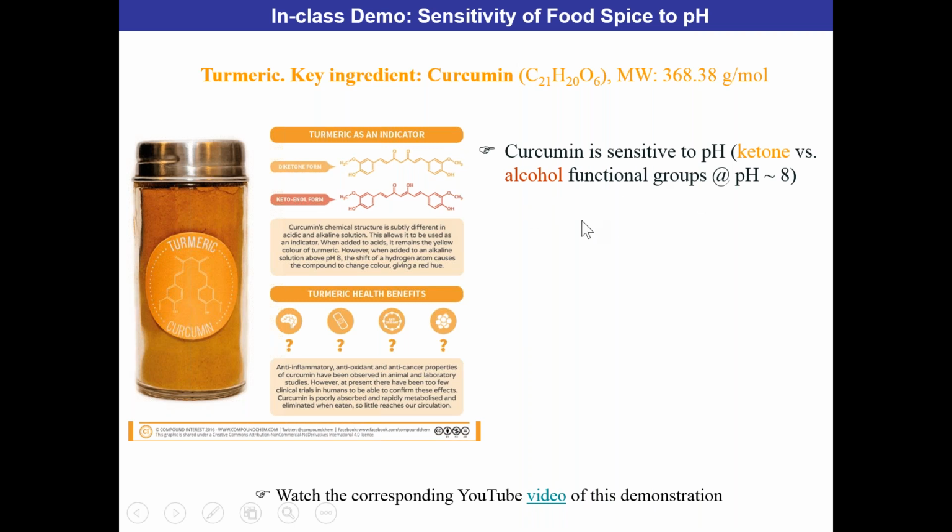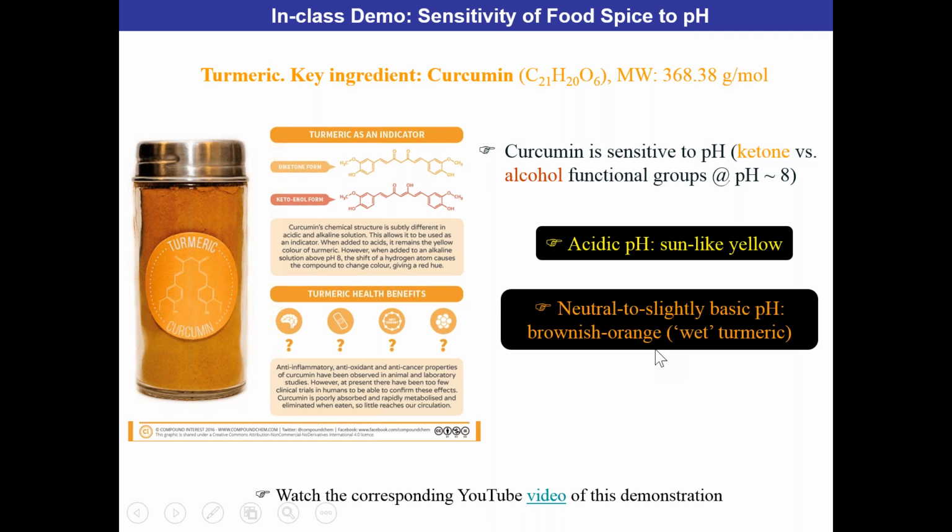So I mentioned that curcumin is sensitive to pH, ketone versus alcohol functional groups, and it generally happens at or around a pH of 8. What do we mean by that? Again, you have to watch the video because you'll be able to see the different colors that were created depending on what environment the turmeric was exposed to. You'll get a sunlight yellow if it's added to some citrus acids, and it stays more or less this neutralish, slightly basic pH, brownish orange color if you were just to add it to, say, tap water. Reverse osmosis and distilled water may not be as basic per se. They might be slightly more acidic or slightly more basic, depending on the system and what's used, but it does vary.